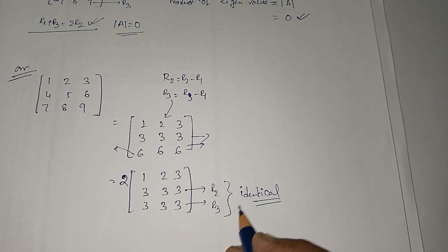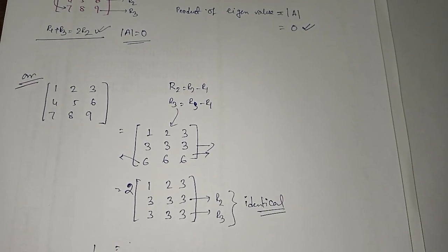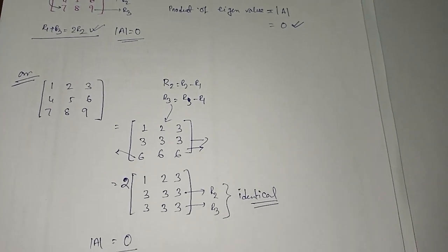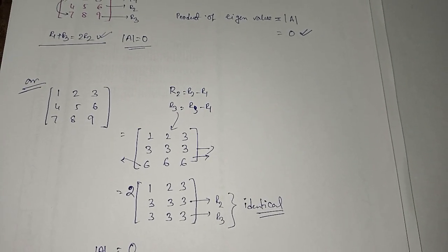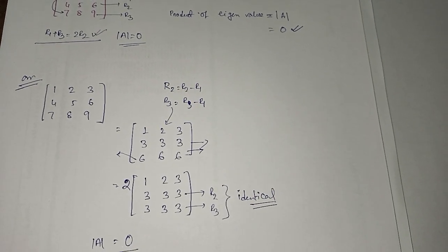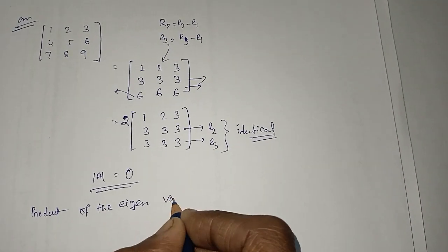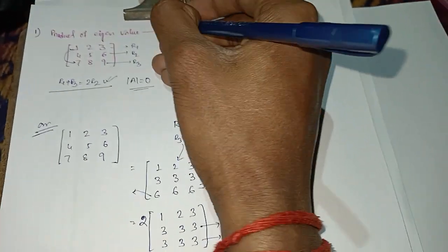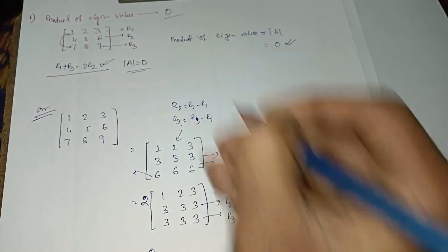If two rows are identical, then we can easily say that the determinant of this matrix is equal to 0. So the product of the eigenvalues is equal to 0. So the answer to the given question is 0.